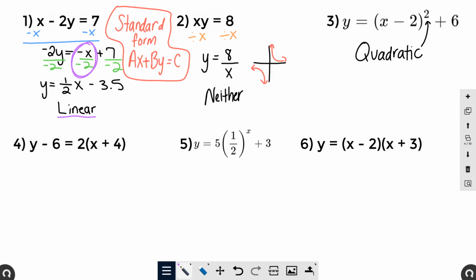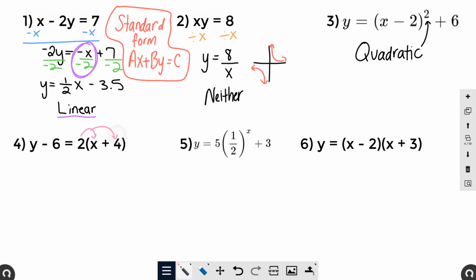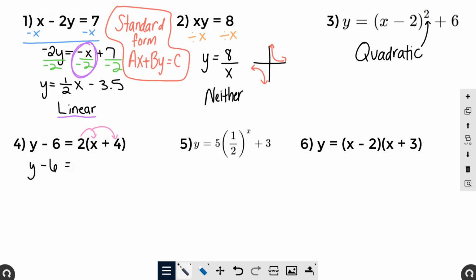All right, in question 4, it's almost solved for y, but it's got some parentheses, so we need to do some work. What should we do? Let's distribute and then add the 6 over to get it solved for y. So y minus 6 equals 2x plus 8. Let's add 6 to both sides, get it in y equals format. We end up with y equals 2x plus 14, which is a linear problem.